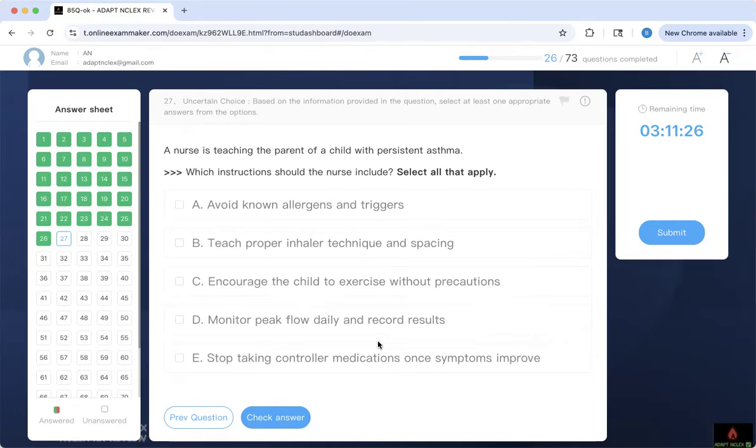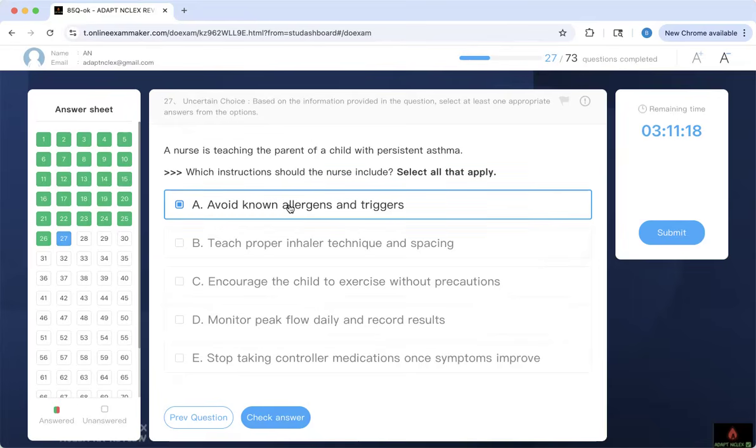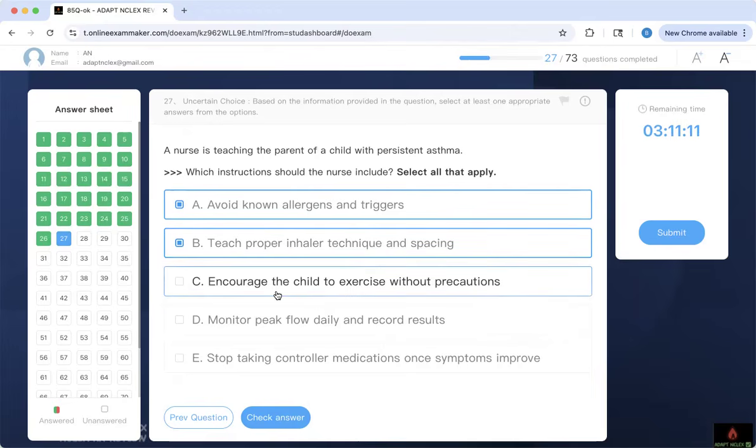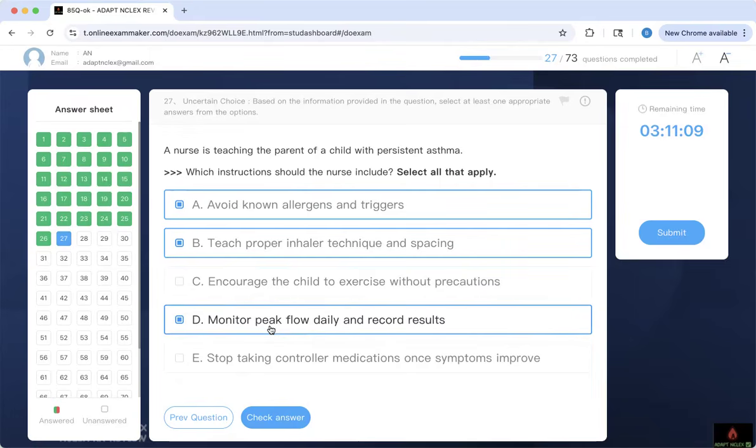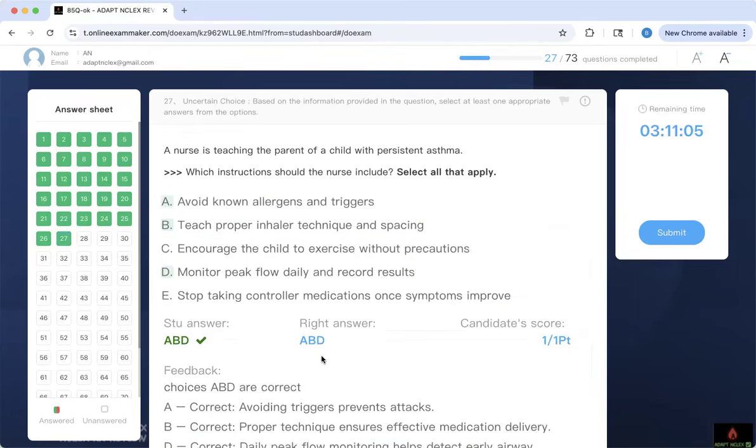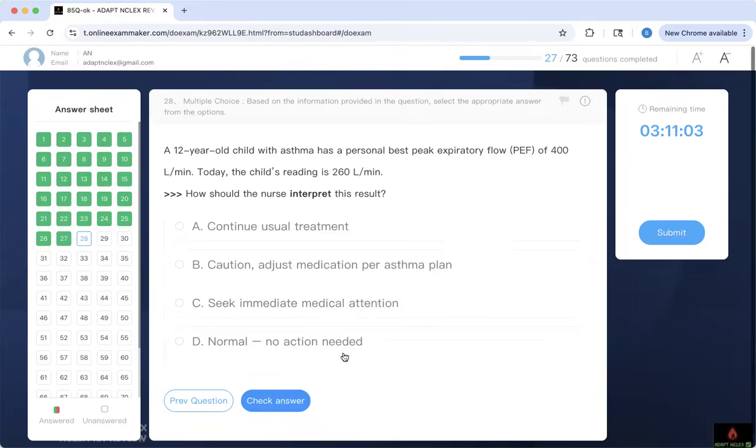Some of these answer choices, you can know that this is what they will do to you. It looked abnormal. Ignore it. The best way to prevent asthma, avoid allergy. You teach them proper technique. They should exercise with precaution, and they monitor their peak flow. They should not stop their controller medication. Those are your right answers.